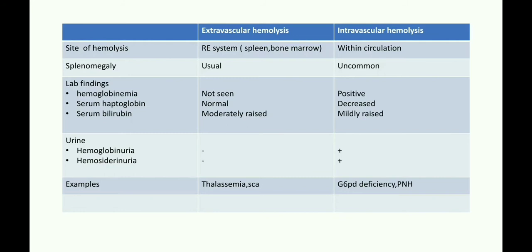Some examples of intravascular hemolysis are G6PD deficiency and paroxysmal nocturnal hemoglobinuria, whereas examples of extravascular hemolysis are thalassemia and sickle cell anemia.